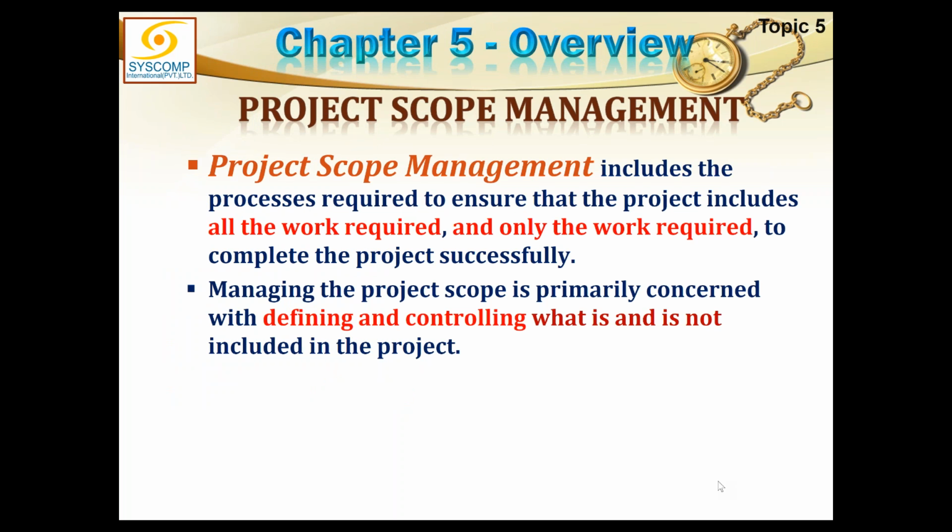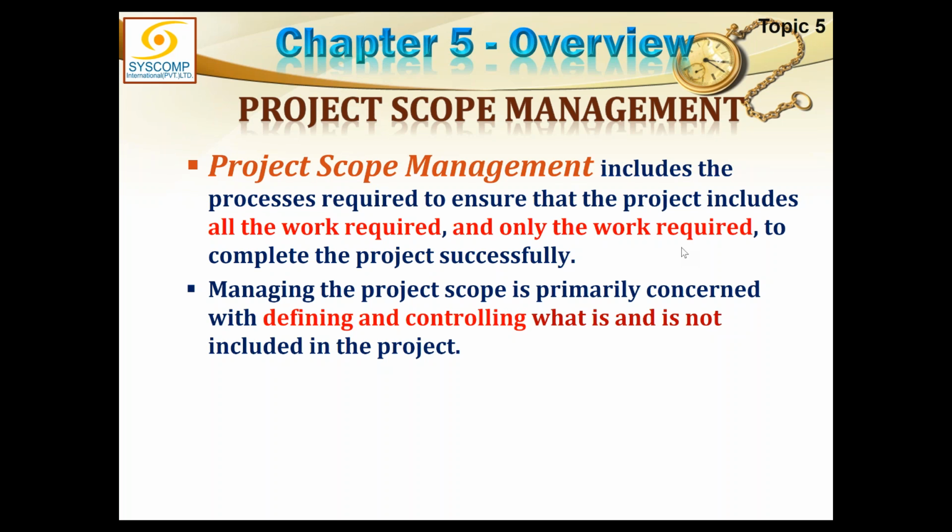Okay. So this was the brief description of all the 6 processes, 4 in planning and 2 in monitoring and control. This is all about scope. So let's look at it in a little bit more detail. Scope management plan, the project scope management includes the processes required to ensure that the project includes all the work required and only the work required. This is a very important sentence.